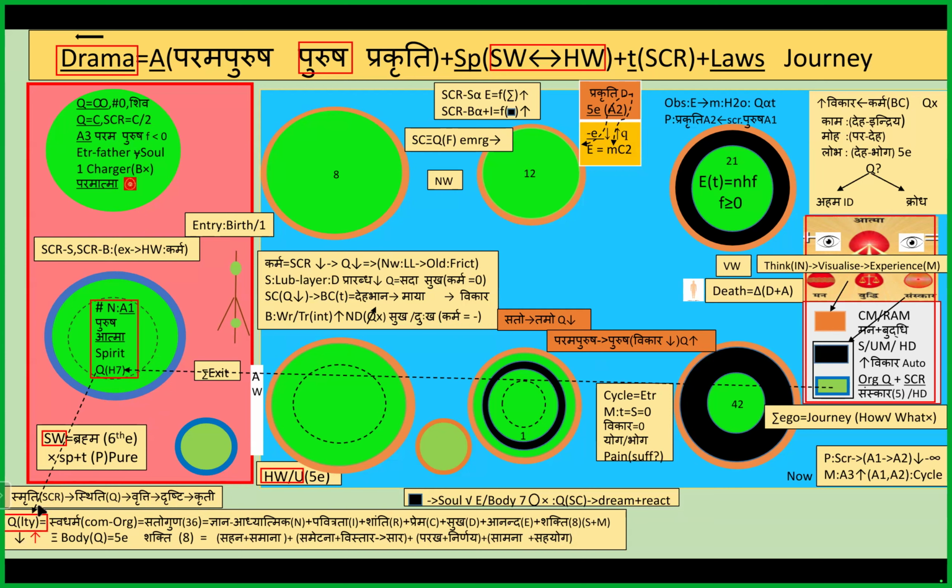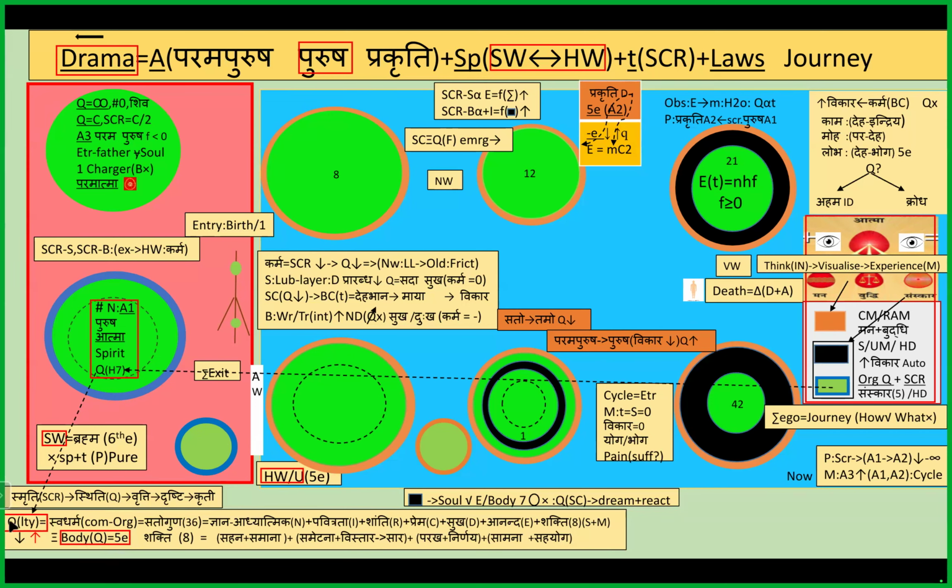So this is original quality. How am I comparing? I am comparing with the body. Have you seen? This is a body, and this body has 5 elements. So we can say that the quality of the body is the 5 elements. The body is made up of the 5 elements.